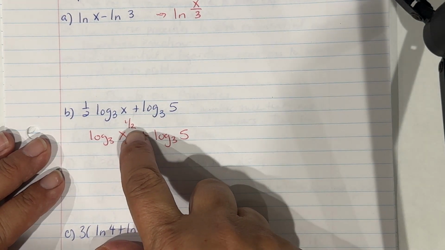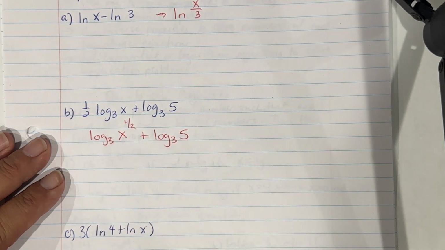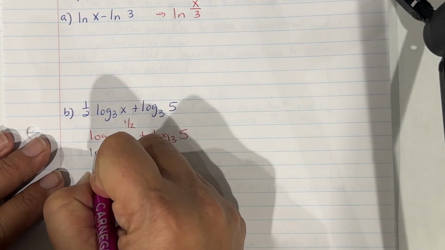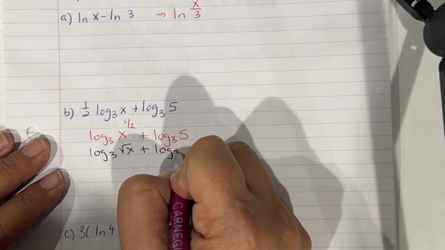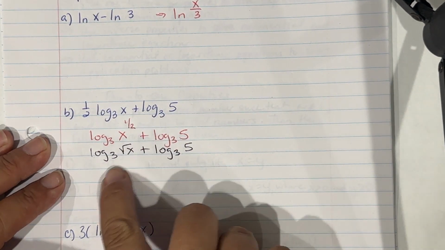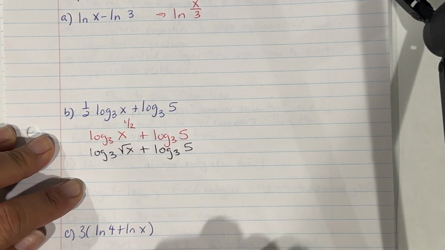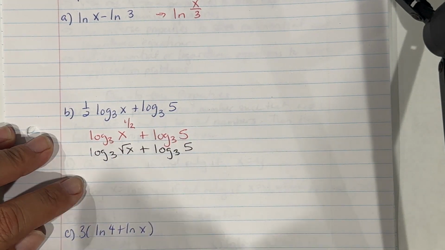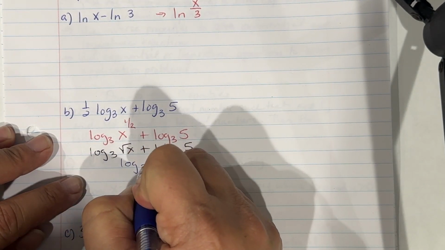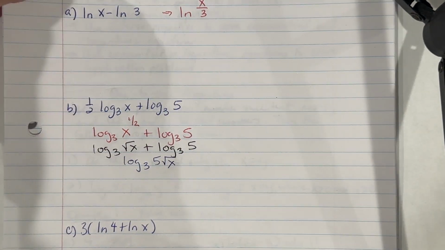Now remember, the 1/2 power is the same thing as saying square root symbol. So now this becomes log base 3 of the square root of x plus log base 3 of 5. Now remember, this is a multiplication property. So these are both positive values, so I can combine them. We're going to end up with log base 3 of 5 times the square root of x.